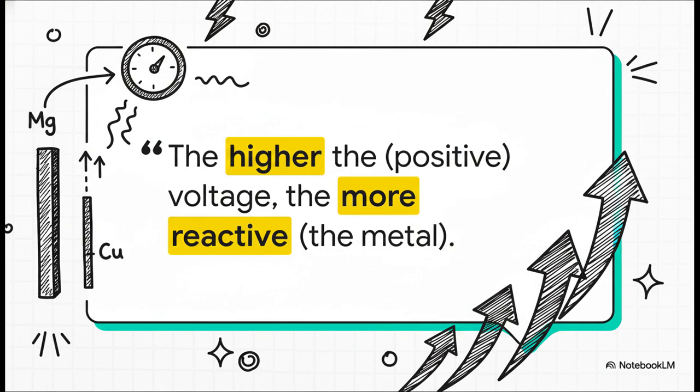The main principle is this. The bigger the voltage, the bigger the difference in reactivity between the two metals. And since magnesium gives the biggest positive voltage when it's paired with copper, it has to be the most reactive metal on the list. Simple as that.